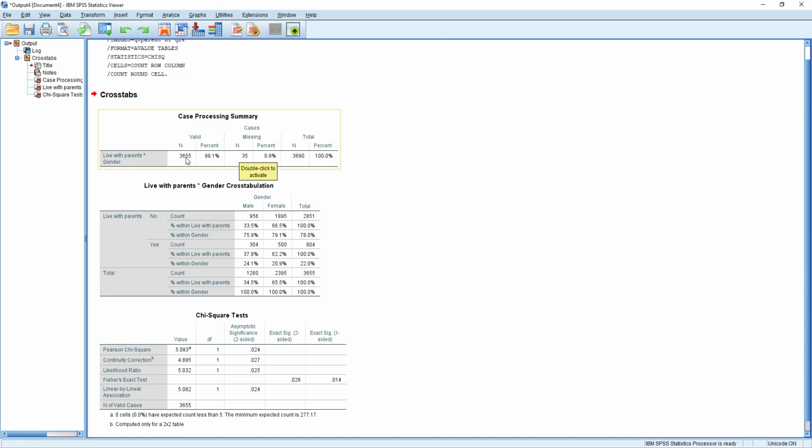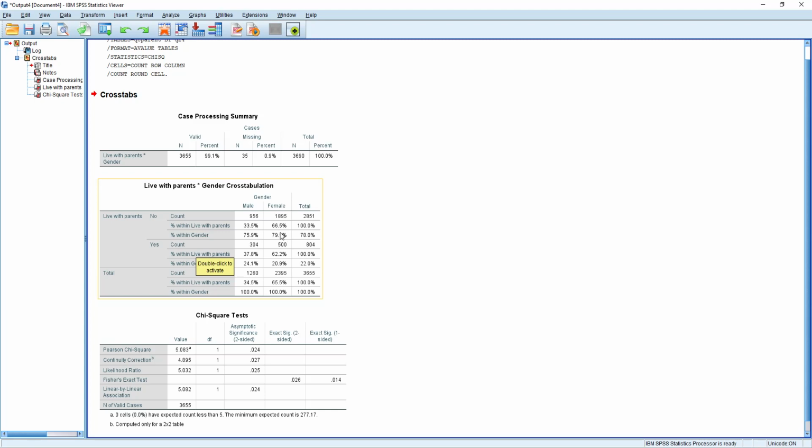So that's the actual number that has gone into the cross tabulation. The missing cases have not been included. And this is the actual cross tab. You can see we've got living with parents: not living with parents at the top, living with parents at the bottom, and then we've got male and female. And we've actually got the cell counts, then the row percentages, and then the column percentages.